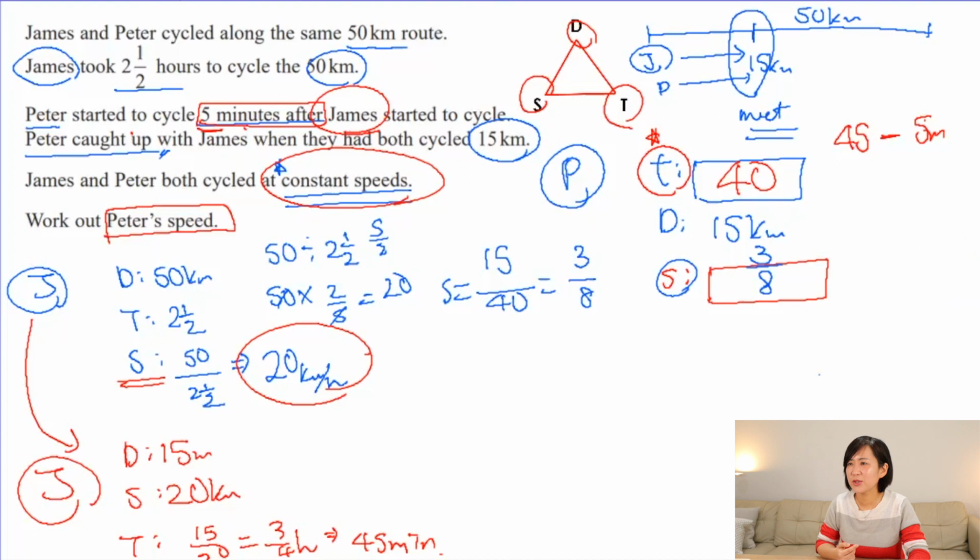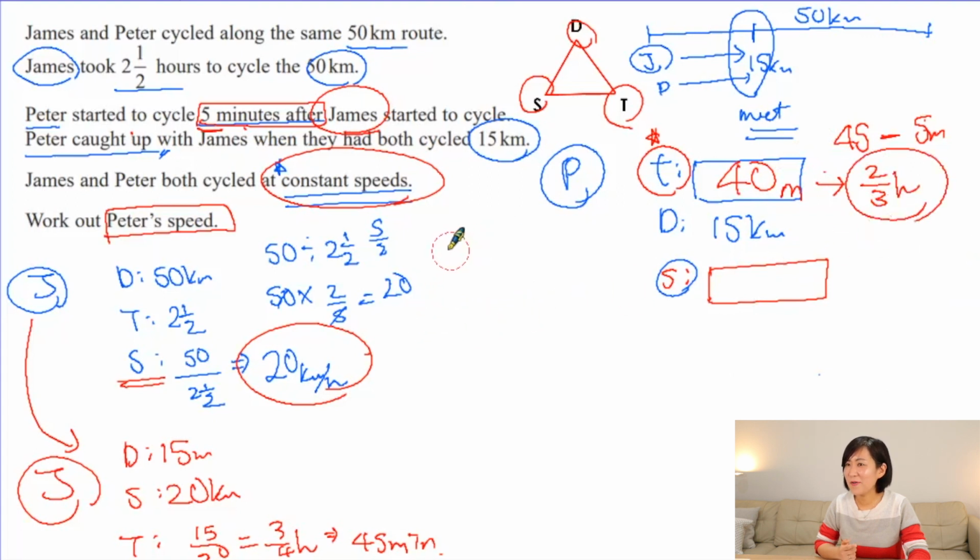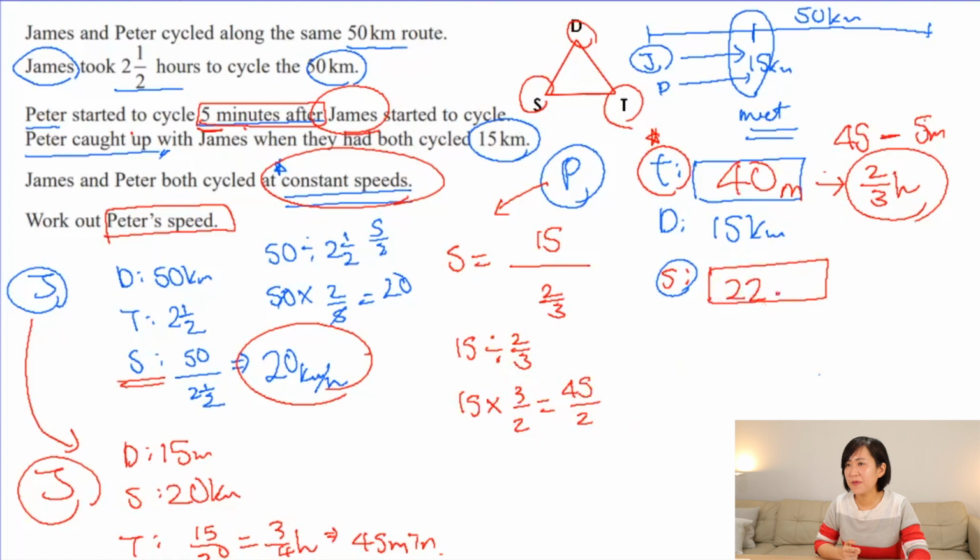So now let's go back to our speed. I need to change the 40 minutes into hours. It's 2/3 hour, right? So make sure. This is a very common mistake. So now you divide the 15 by 2/3, not 40 minutes. Then 15 divided by 2/3. Let's calculate it. Multiply it, turn it upside down, and you can see you've got 45 divided by 2, that gives you 22.5 kilometers per hour. That is Peter's speed.